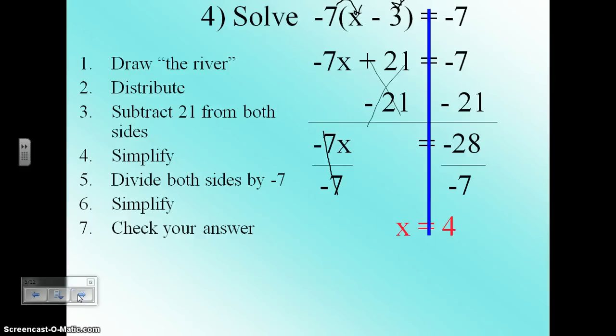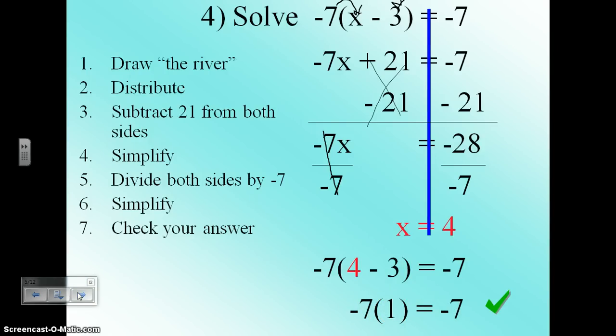So now we go back and check our answer. We would plug 4 back in. 4 minus 3 is 1. Negative 7 times 1 is negative 7. So that is our answer.